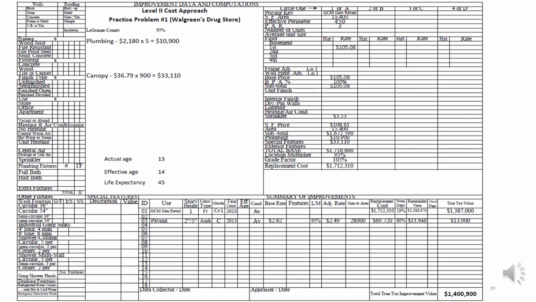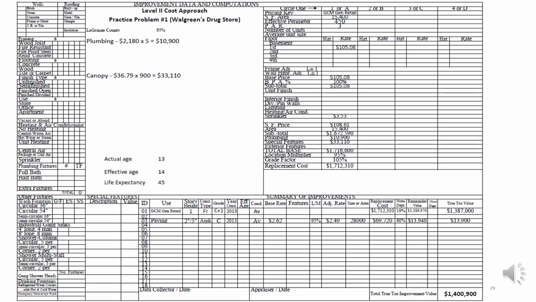1,387,000. Now our problem also told us that we had paving that we need to account for. So in our summary of improvement section, our use is going to be paving. For the story height, we're going to go ahead and write that it was a 2-inch over a 5-inch base. Our construction type is asphalt. It's a C grade, built in 2013, and it's in average condition.